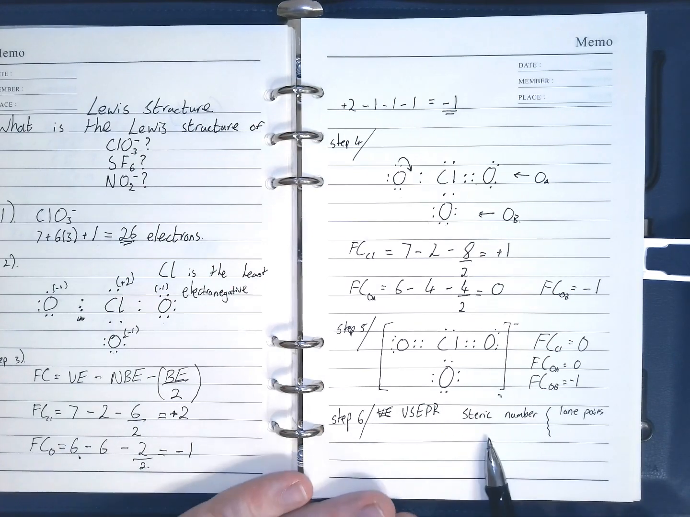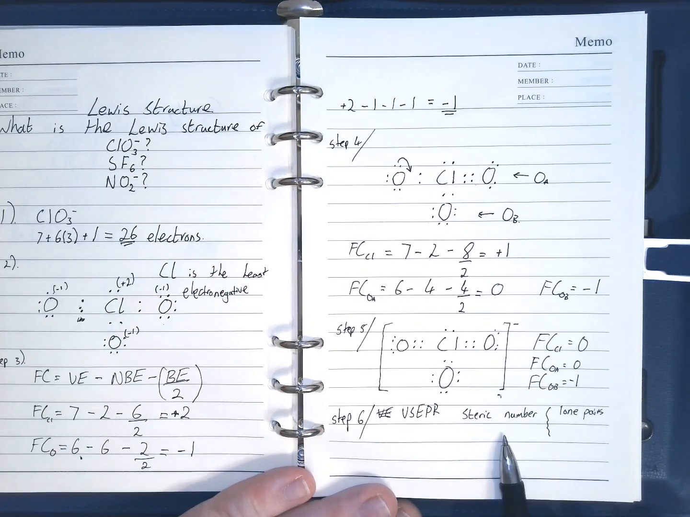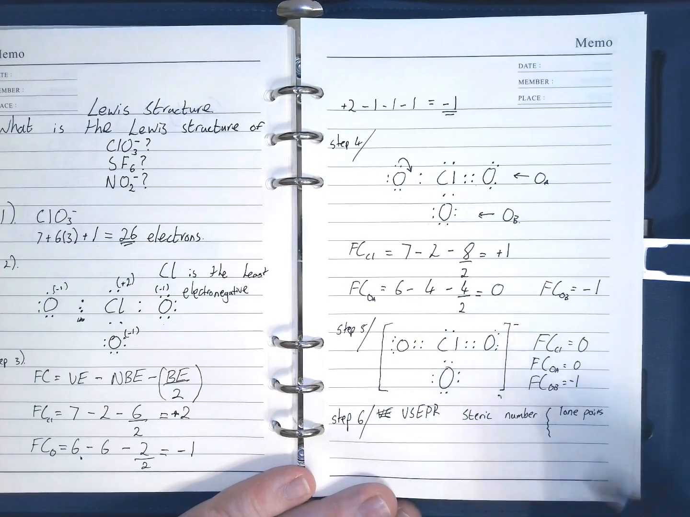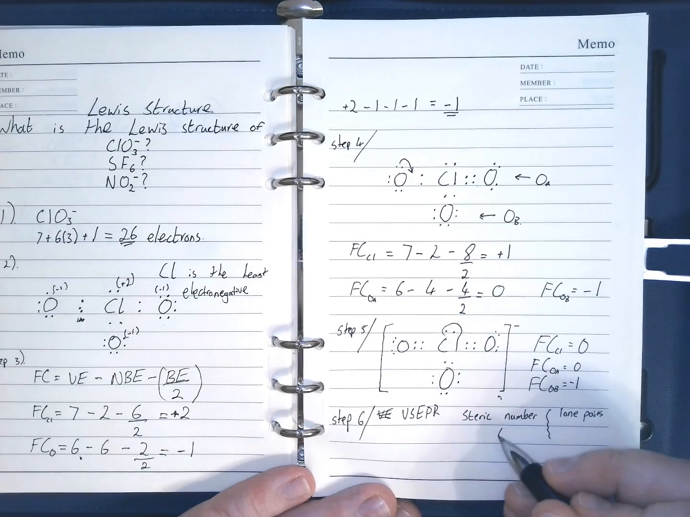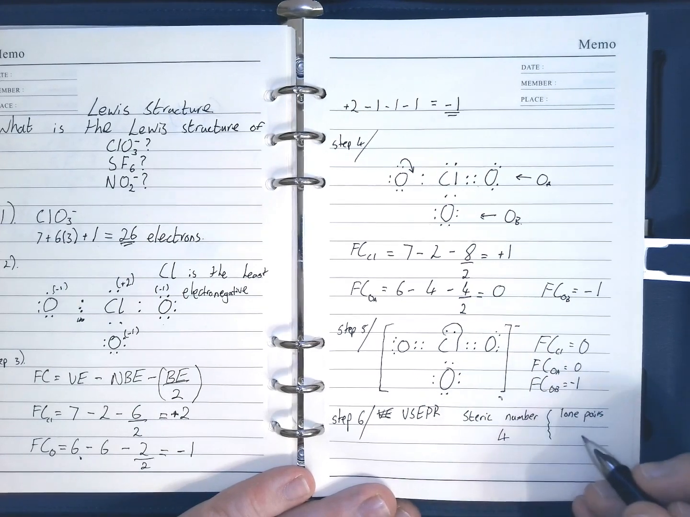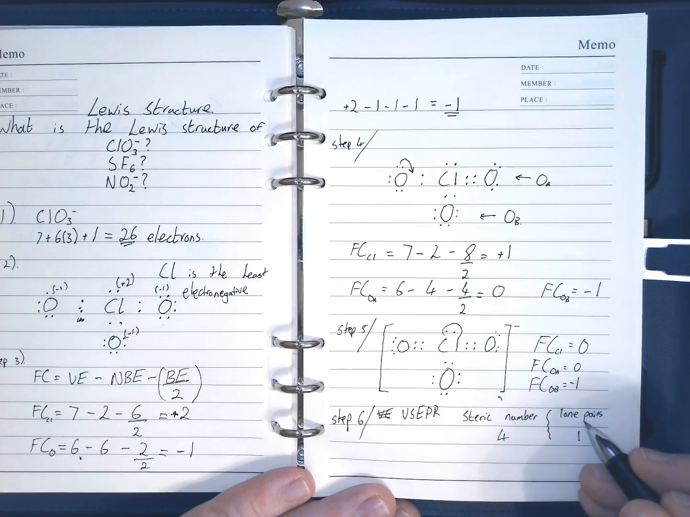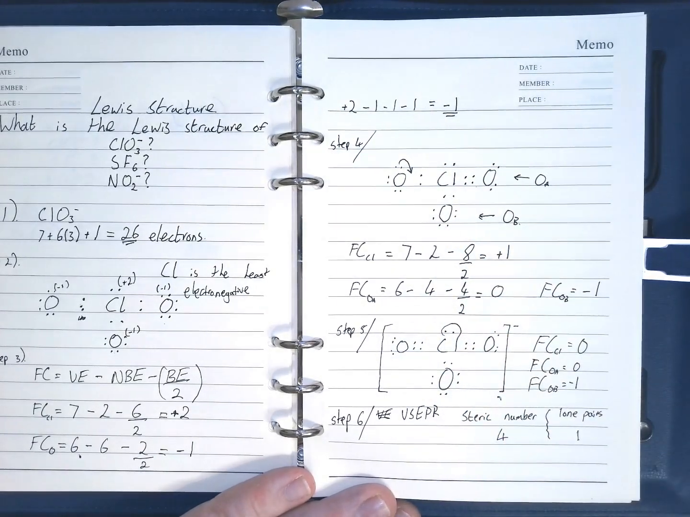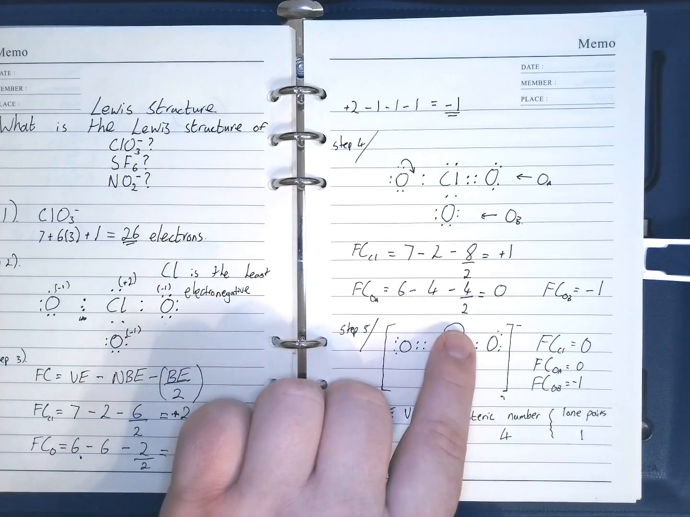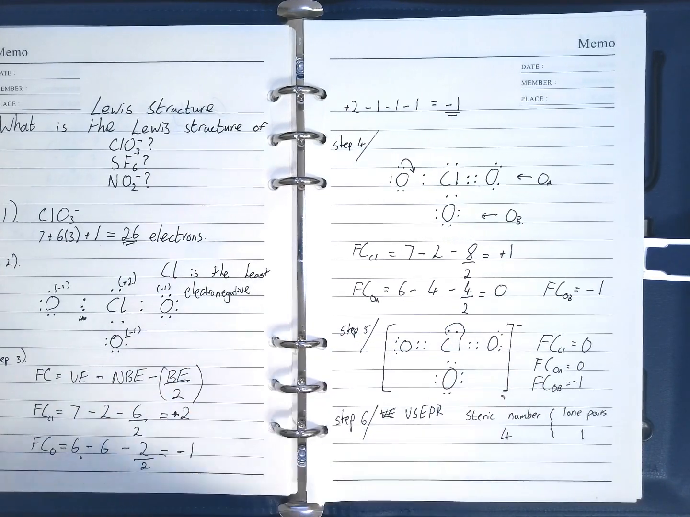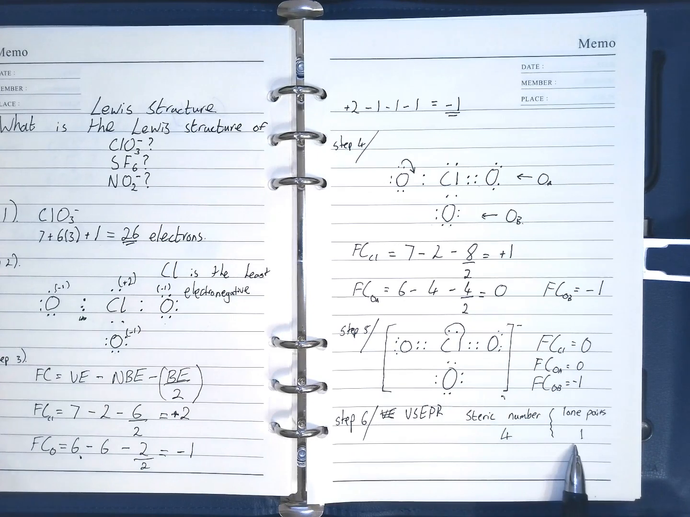Steric number here is going to be 1, 2, 3, and we also have one lone pair here. So this is going to be a steric number of 4, and we have one lone pair. So this is talking about lone pairs of the central atom. And VSEPR is just saying about the number of lone pairs and the atoms. So steric number of 4, lone pair of 1. Well, we can take a look at our geometry to see where that is.